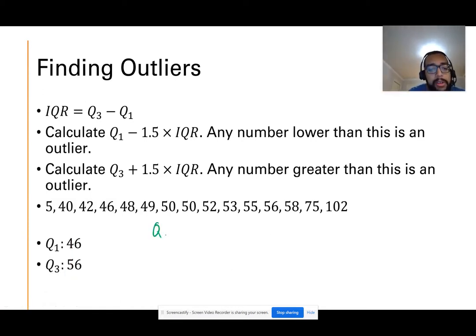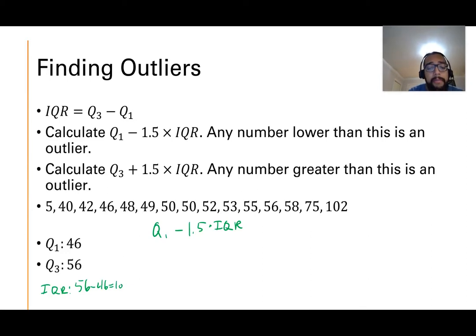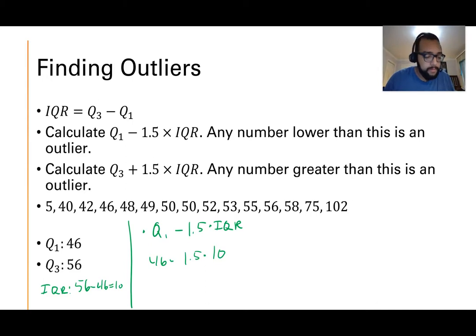Our first part here, Q1 minus 1.5. Oh, my bad. I probably should calculate the IQR, right? The IQR is going to be our Q3 minus our Q1, which would be 56 minus 46, which is 10. Now, each of these points here, Q1 minus 1.5 times our IQR. So Q1 we know was 46, and our IQR was 10. Again, I'll just use a calculator for this part.